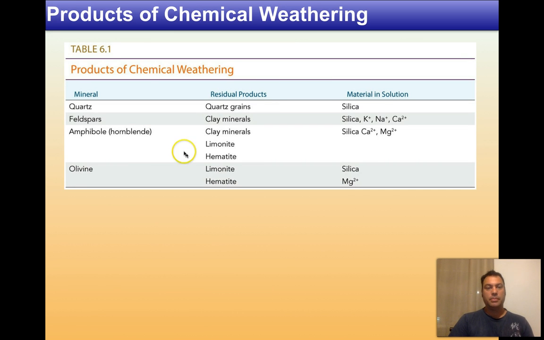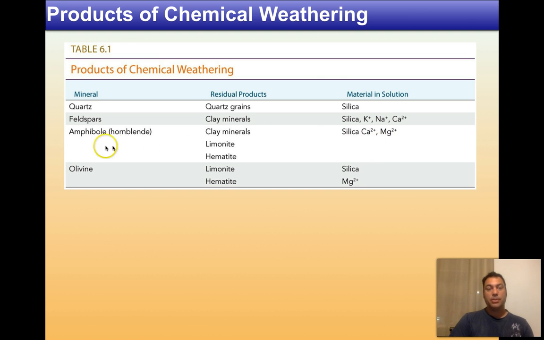Here's some other minerals. We've already gone over the feldspars. So basically, when you take quartz and you break it down, you're just going to wind up with residual products of quartz grains and silica. Feldspars are going to give you the clay minerals and silica plus those ions. We just covered that. But amphibole and hornblende specifically is going to give you clay minerals, limonite, which is a really interesting mineral. It's an ore mineral. It's a metal ore. And hematite, which is an iron ore. And into the water, it's going to release silica, calcium, and magnesium.